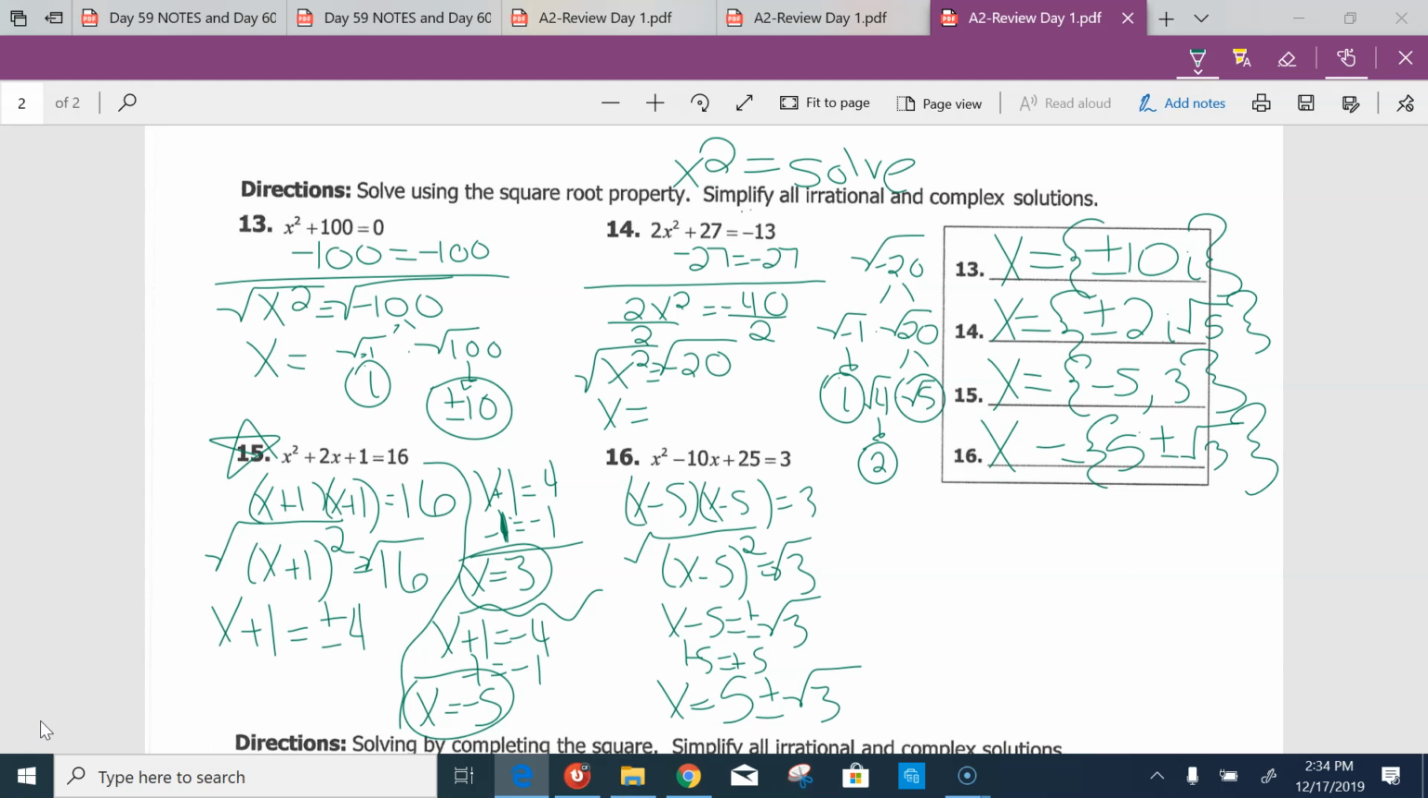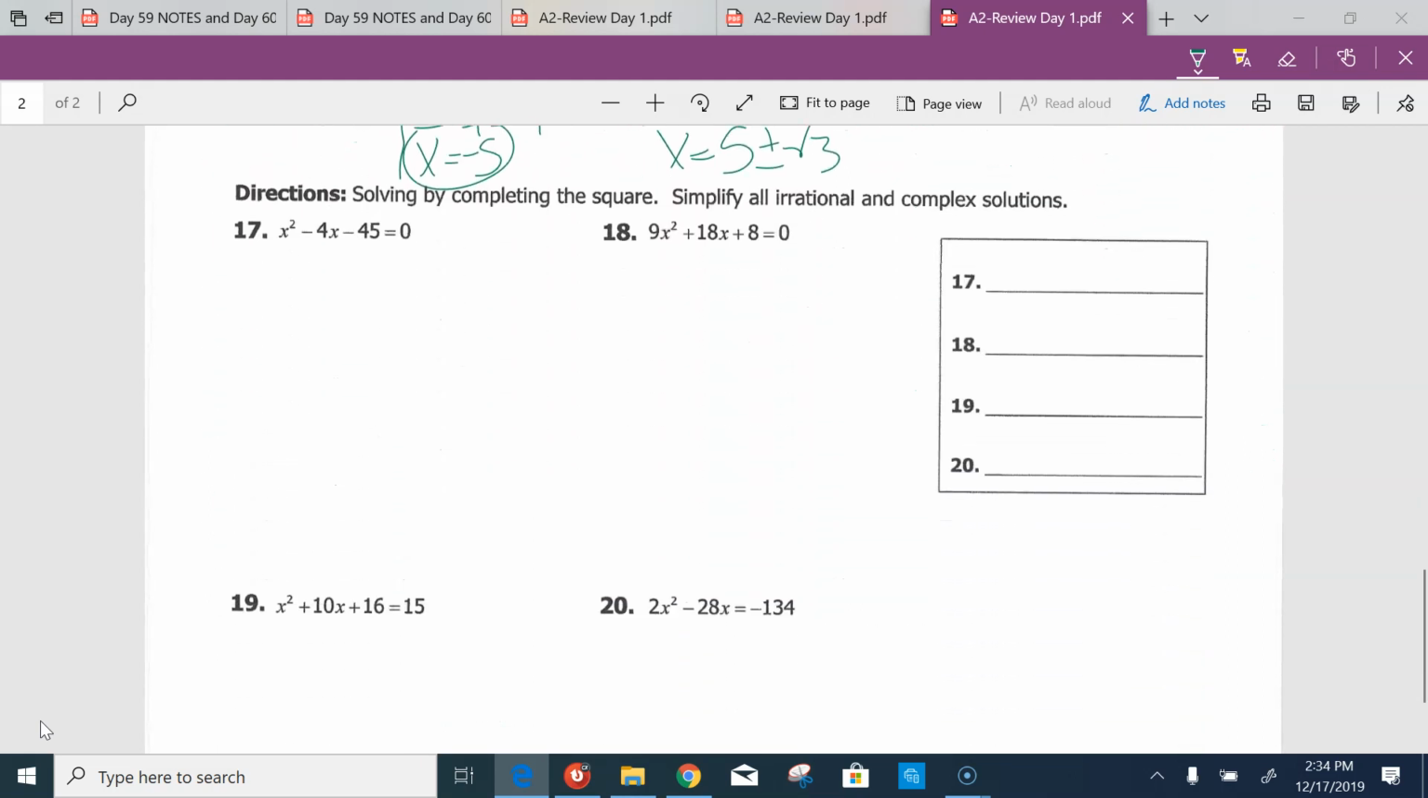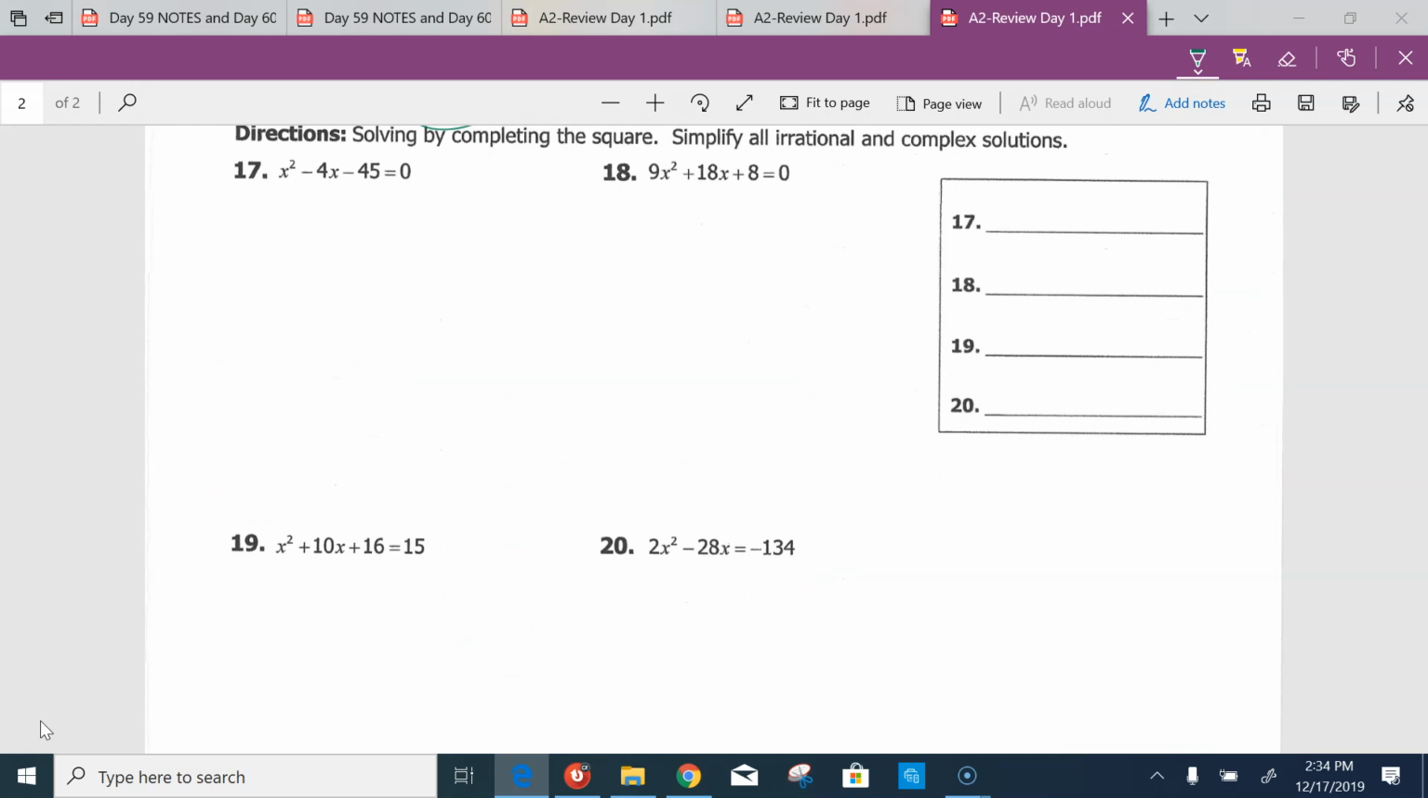And you can always review the videos on imaginary and complex numbers to get more practice or just to review these kinds of problems. Because this was pretty fast, and I don't necessarily expect everybody to get it right away, just from the very beginning. All right, so 17, 18, 19, and 20 all revolve around completing the square.